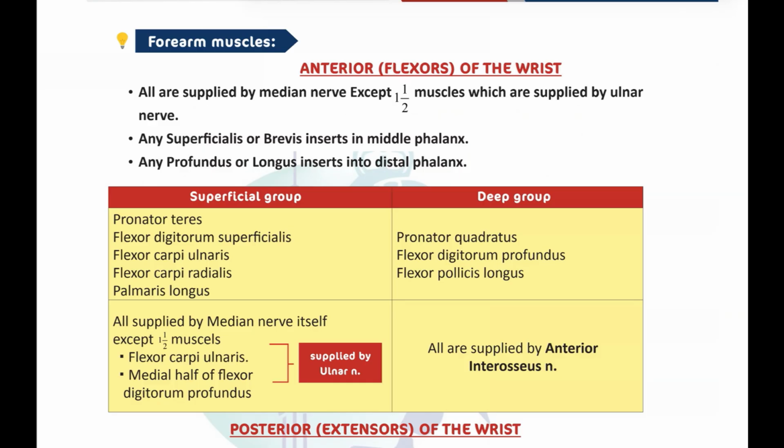Now in the forearm, the anterior muscles are the flexors, and they are all supplied by the median nerve except 1.5 muscles, which are supplied by the ulnar nerve. Now, flexor digitorum superficialis or brevis inserts on the middle phalanx, and the profundus or the longus inserts on the distal phalanx.